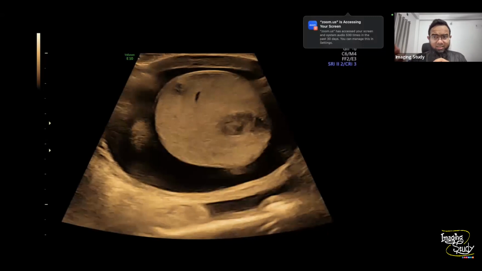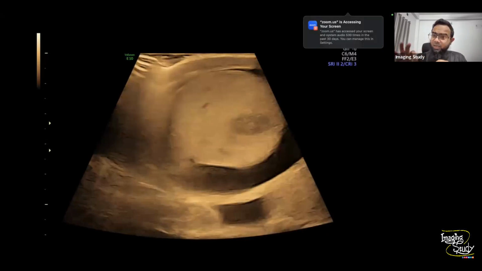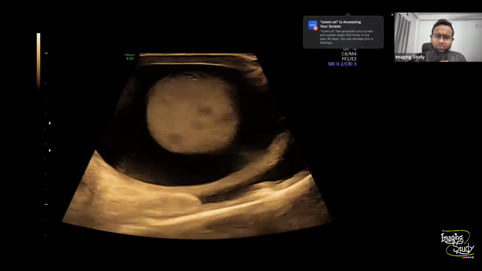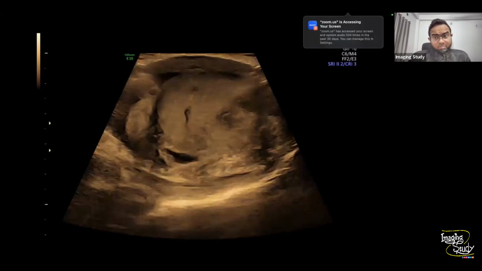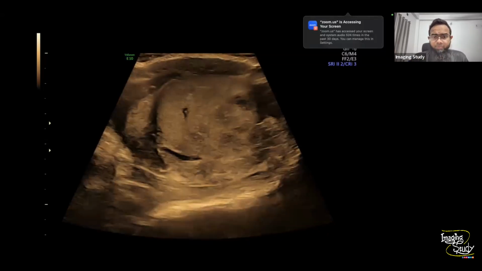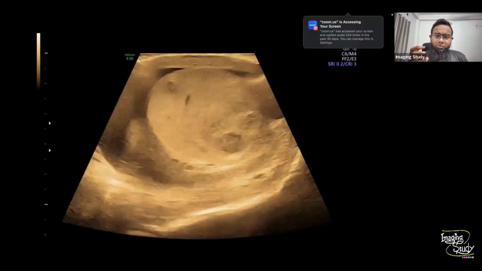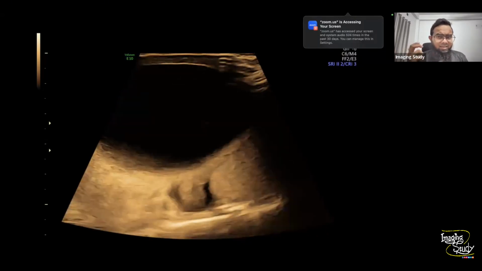But we commonly ignore the testis. It may also show some necrotic spaces inside. So is that a necrotic space, or might it be a malignant lesion also? How can you differentiate? It's quite easy. Just put the Doppler.